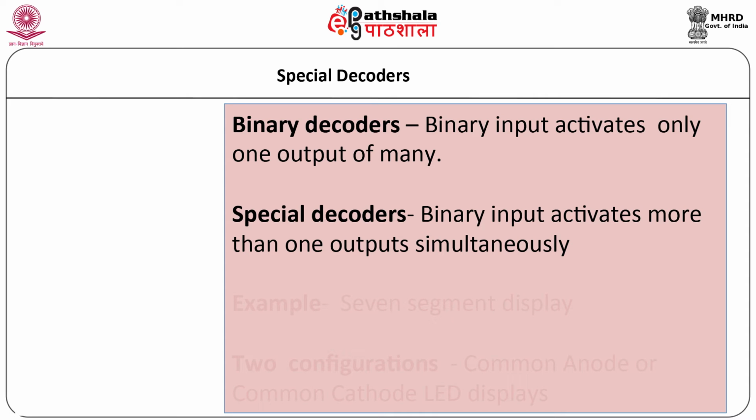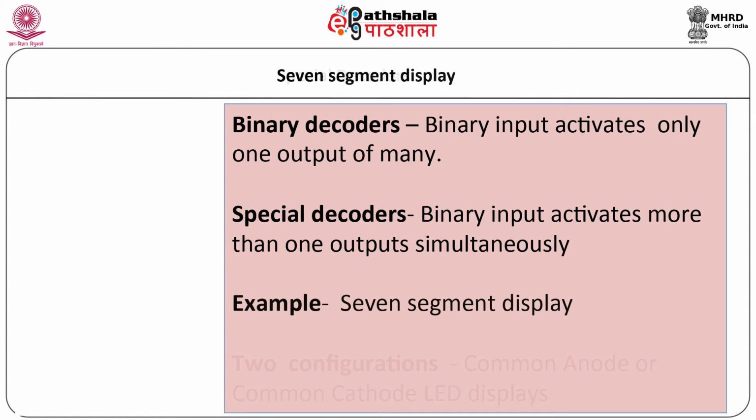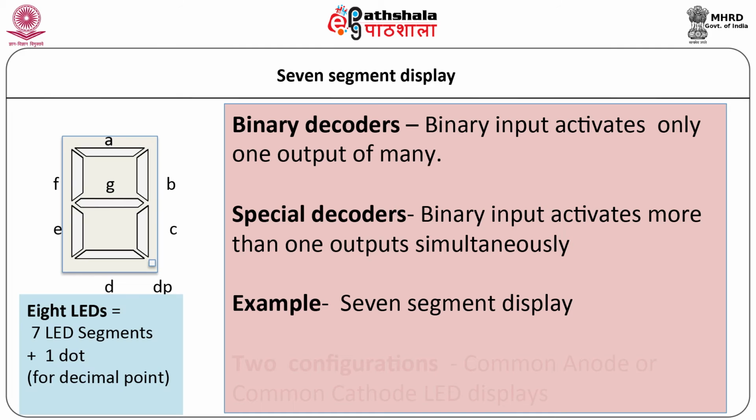Many digital types of equipment require some means for displaying information. One of the simplest and most popular methods for displaying numeric digits utilizes 7-segment configuration to form the numbers 0 to 9 and sometimes the hex characters A to F. Special decoders are designed to drive 7-segment displays.